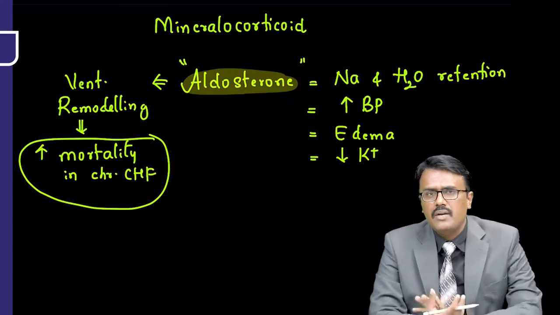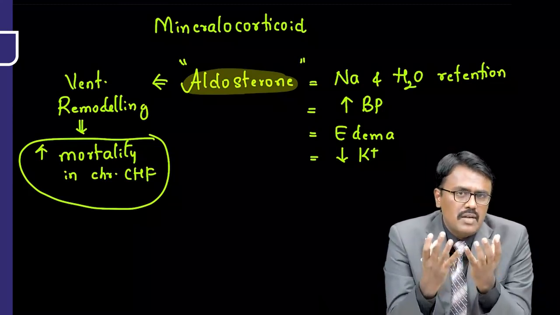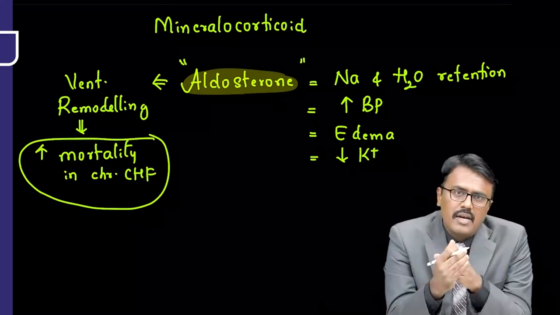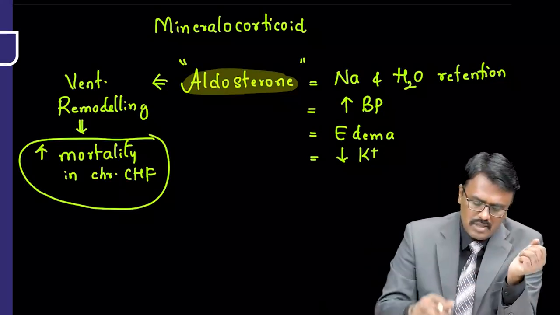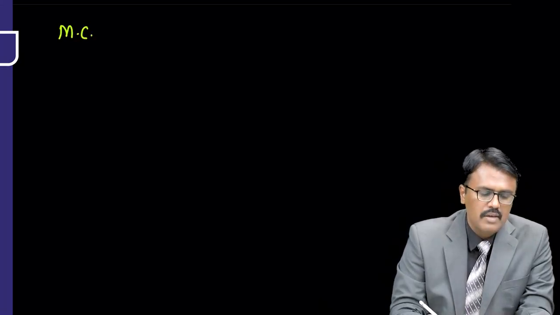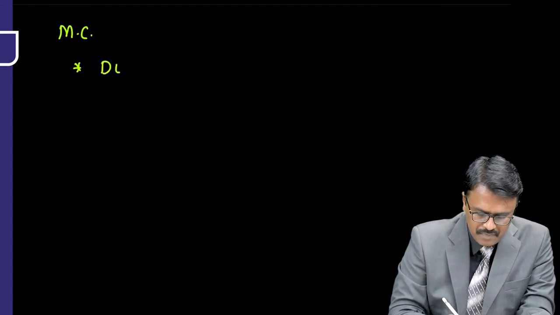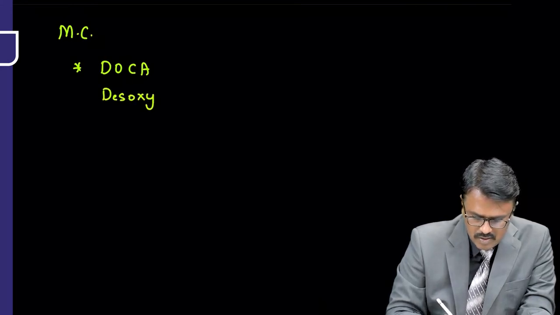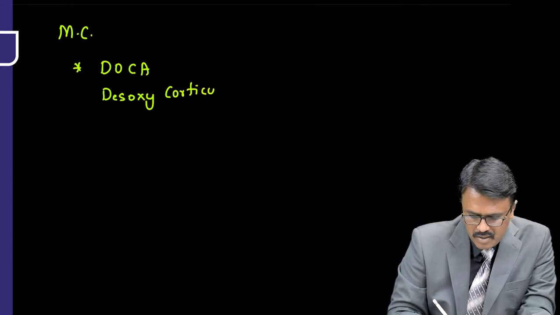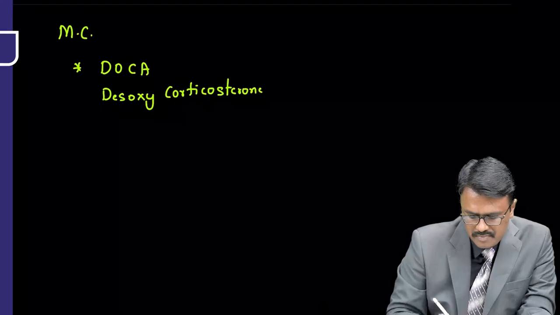Can you use aldosterone in treatment? Remember, most of the endogenous substances, you cannot use them because they are very short acting. So we have to prepare drugs which are similar to that. So let us understand the preparations of mineralocorticoid. The preparations of mineralocorticoid include something called DOCA. What does DOCA stand for? Desoxycorticosterone acetate. So that is DOCA.